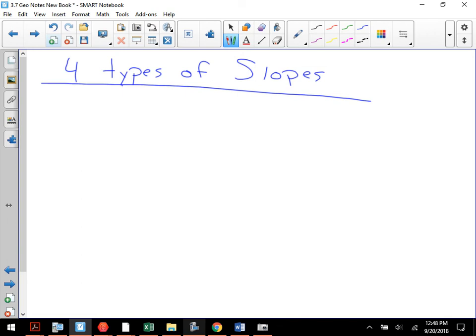There are 4 types of slopes that you have dealt with. This is something you've seen. What's one of them? Positive. Good. You're thinking of the equations for mx plus b. So we have a positive slope. We have a negative slope.